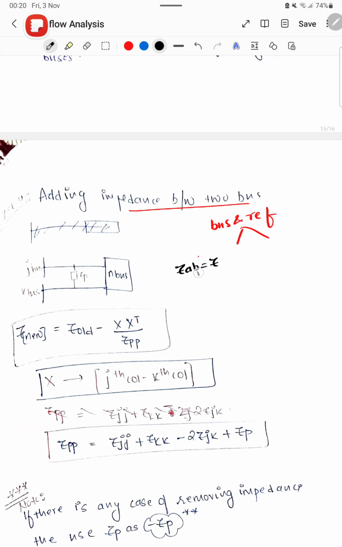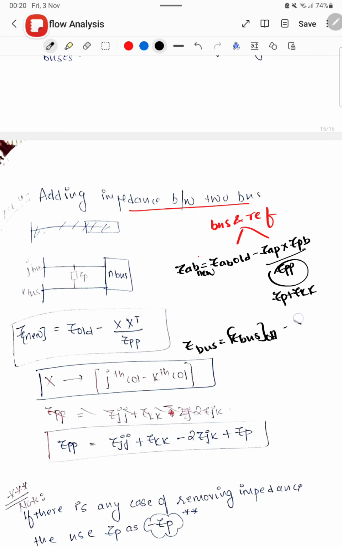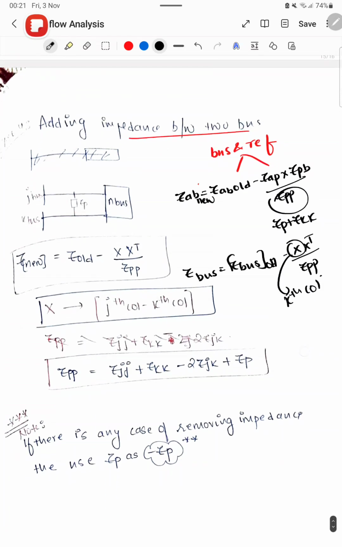At that point we write Zab new is nothing but Zab old minus Zap into Zpb upon Zpp, where Zpp was Zp plus Zkk. And when the complete ZBus is asked, at that point in time we use ZBus old minus X X transpose upon Zpp, where X is nothing but kth column.